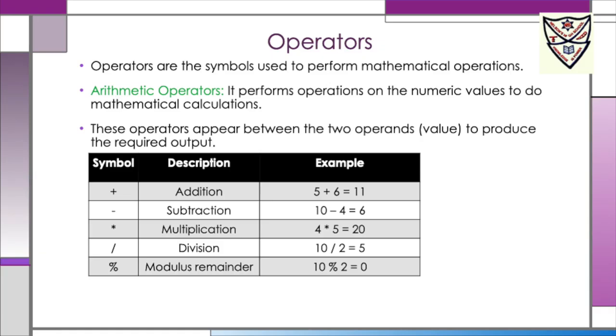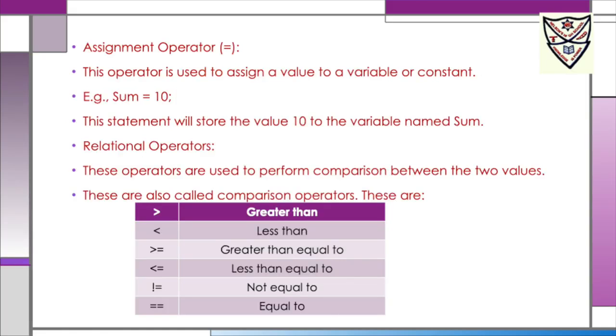Operators. Operators are the symbols used to perform mathematical operations. Arithmetic operators. It performs the operations on the numeric values to do the mathematical calculations. These operators appear between the two operand values to produce the required output as you can see in the examples below. Assignment operator. This operator is used to assign a value to a variable or a constant. Example, sum equals to 0. This statement will store the value 0 to the variable named sum.